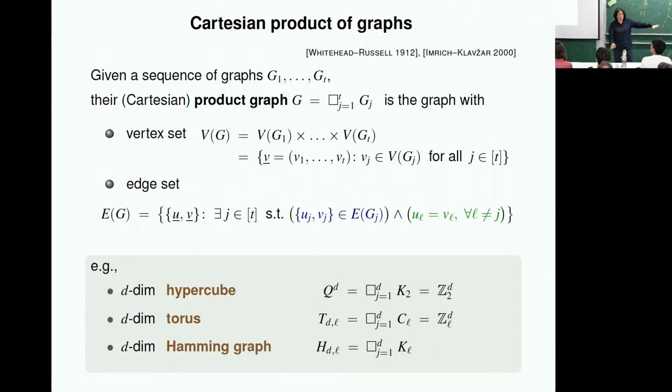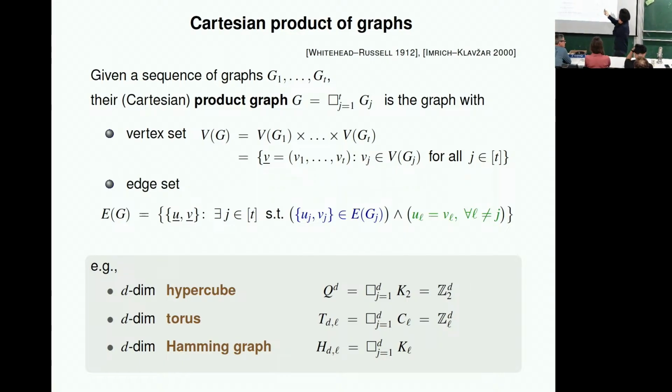Given a sequence of graphs, let's say G1 through GT, because I want to keep d as the regularity, T will be my dimension. It's not the usual notation. Usually people call it n-dimensional or d-dimensional, but n for me is the number of vertices and d is always the regularity, so I keep T. I have T graphs, whatever they are, finite graphs. And then the so-called Cartesian product graph. There are so many product graphs, so why Cartesian? Because their vertex set is a Cartesian product of the other vertex sets.